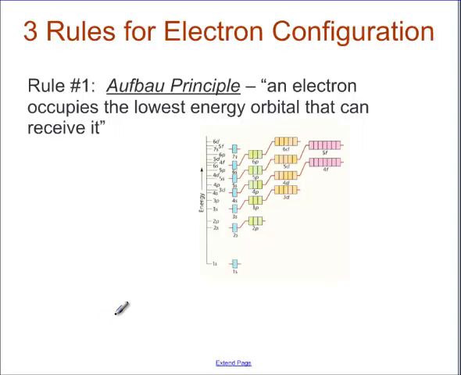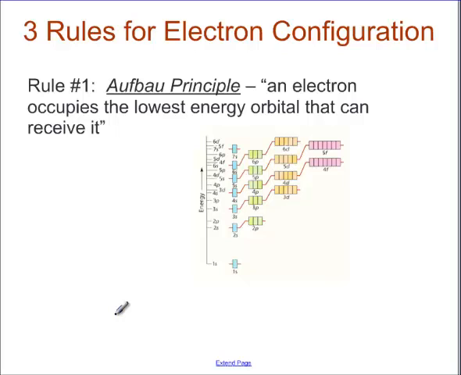So we're trying to come up with electron configurations for different elements, and there are three rules that you must follow. The first one is called the Aufbau principle, and it's based on a German term meaning building up. And this one's really easy. It just means that electrons are going to exist in the lowest energy level possible, and then they build up.